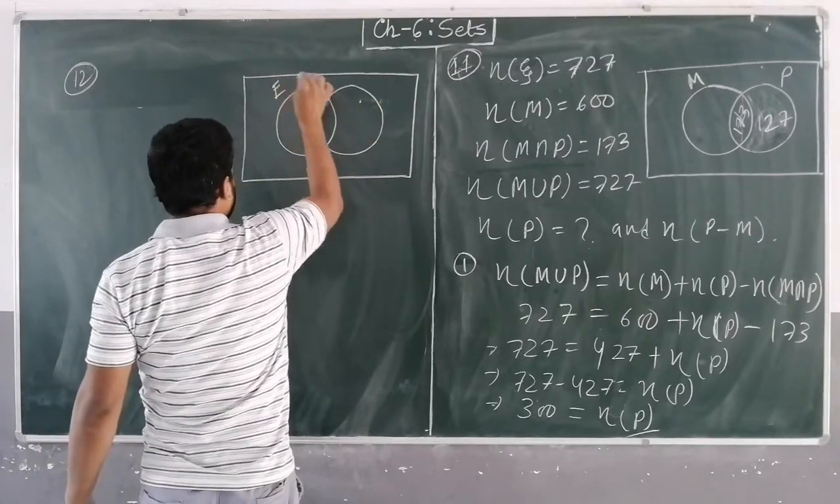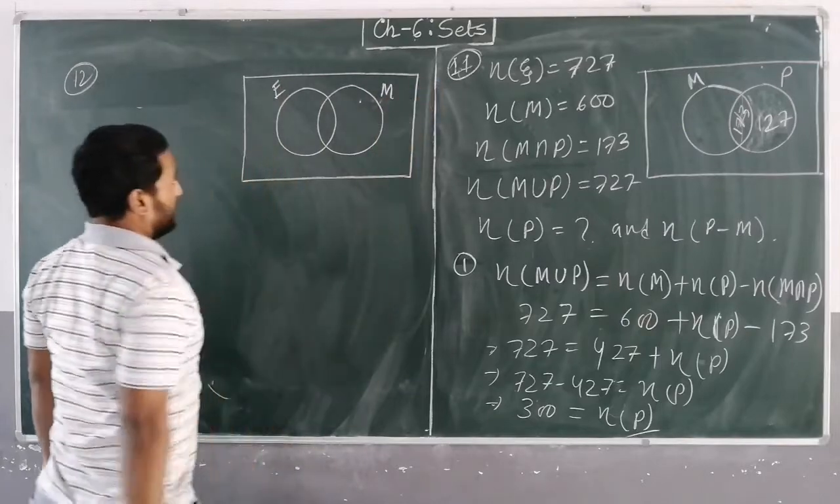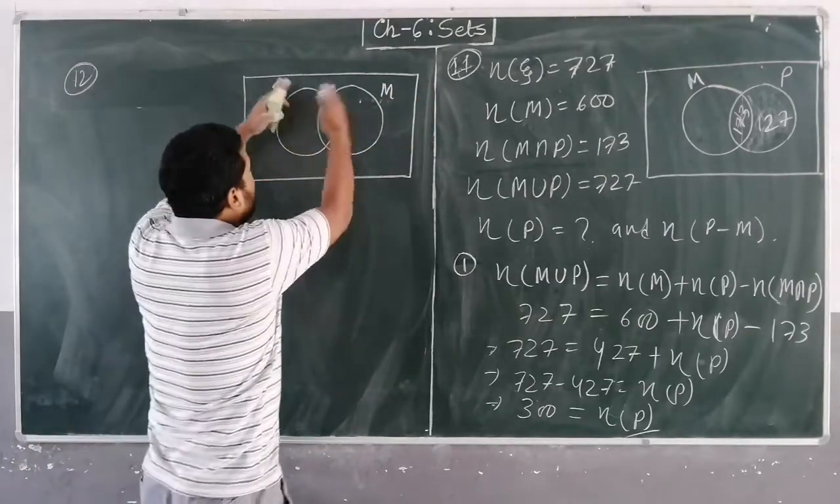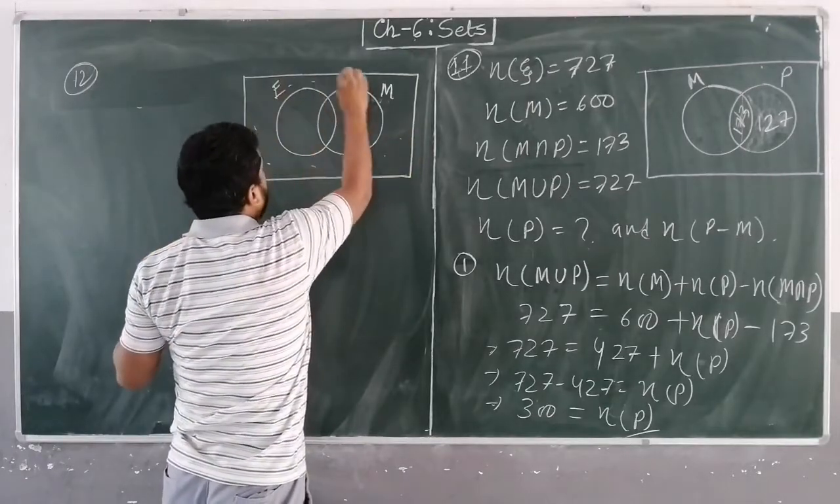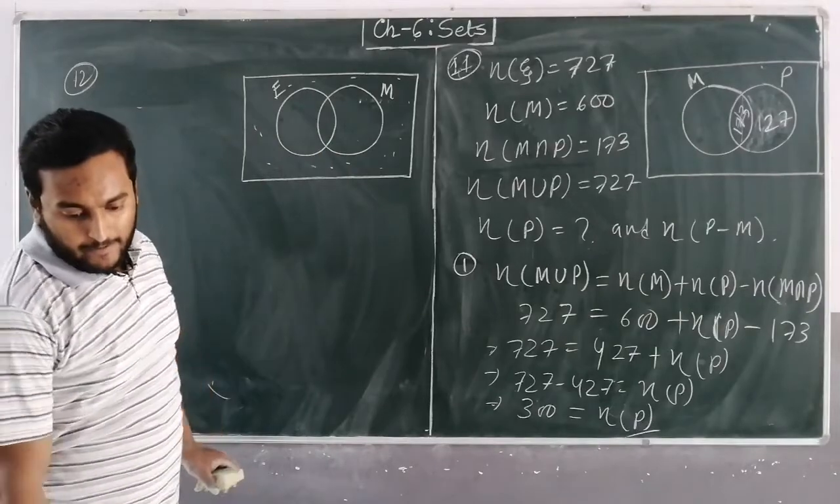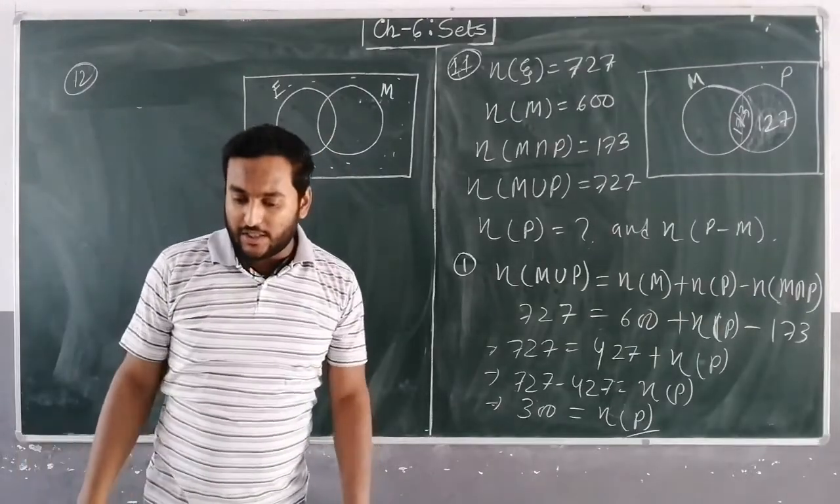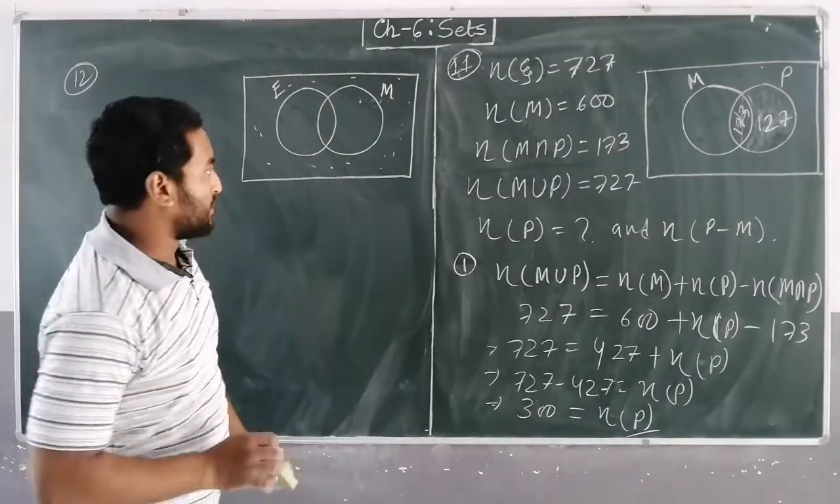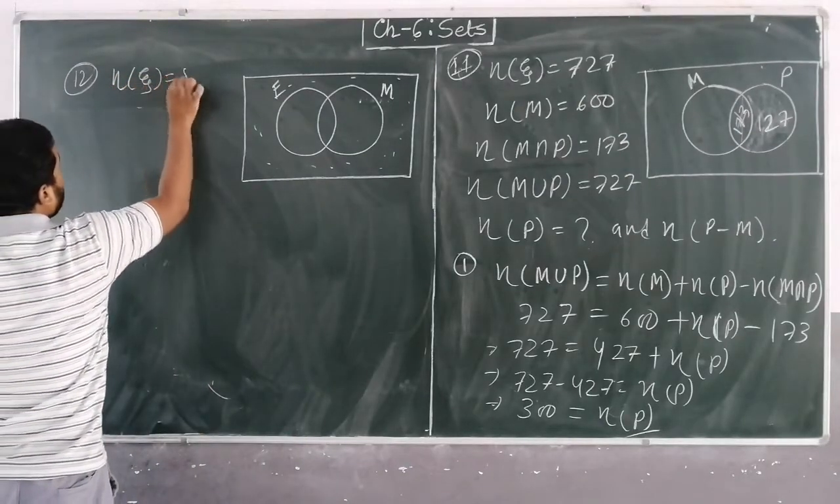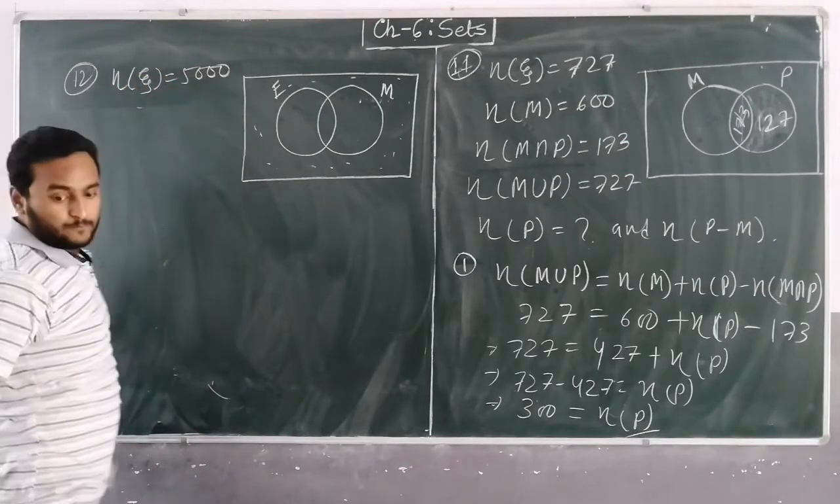So egg eaters, meat eaters. Okay, this is the set of egg eaters, this is the set of meat eaters, and outside this, these are vegetarian. This part is vegetarian. So what is given? In a town with a population of 5,000, the total population is 5,000. So n of xi equals 5,000, given.